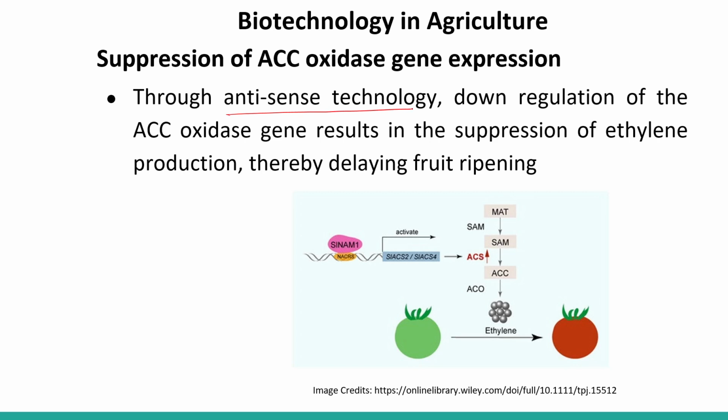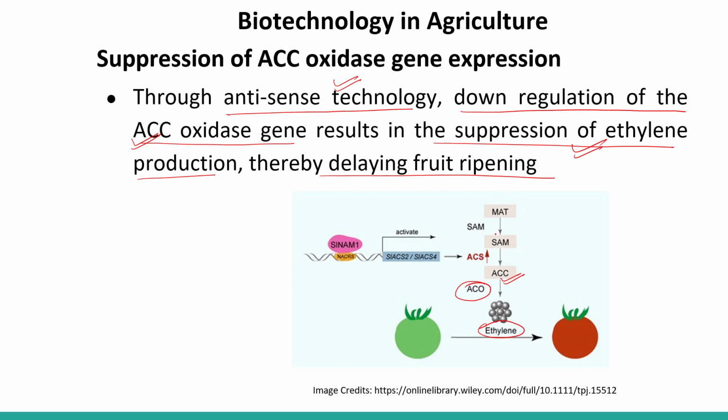Through antisense technology, down regulation of the ACC oxidase gene results in the suppression of ethylene production, thereby delaying the fruit ripening. Now, this is another antisense technology we are using to affect the ACC oxidase gene. If the ACC oxidase gene is affected, even if there is a lot of production of ACC, this ACO is not present, or is in a truncated or manipulated form. So that is not going to change ACC to ethylene, right? So in this way, we can also suppress the production of ethylene and thereby delay the fruit ripening.